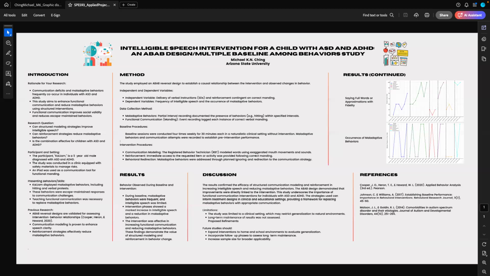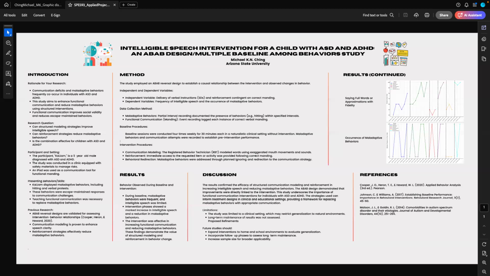The intervention key strategies included communication modeling. The RBT modeled target words with exaggerated movements and sounds. That was a part of the SD and the modeling. Reinforcement: immediate rewards for successful manding, and behavioral redirection. Maladaptive behaviors were addressed with planned ignoring, and when the child stopped showing signs of distress or discomfort, they were returned to communication prompts right after.